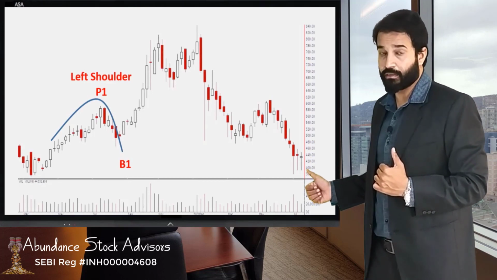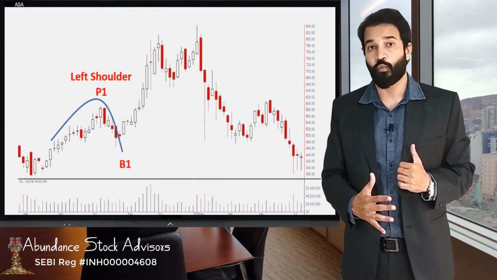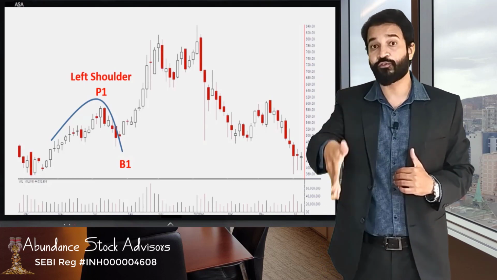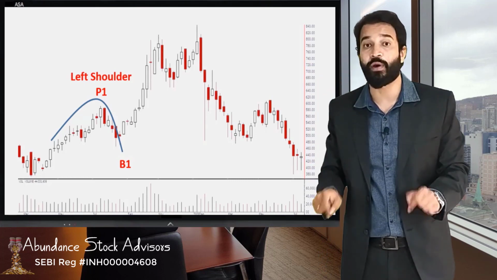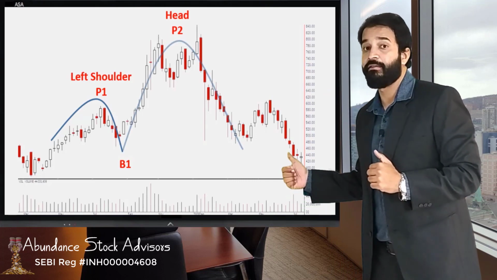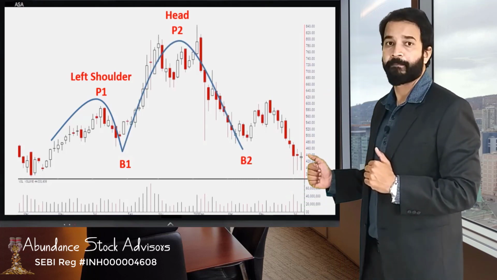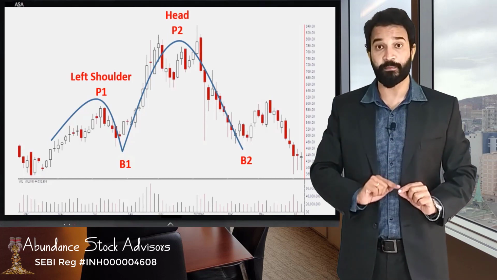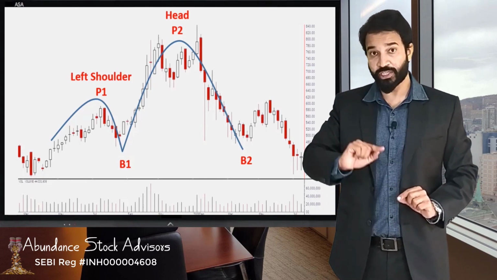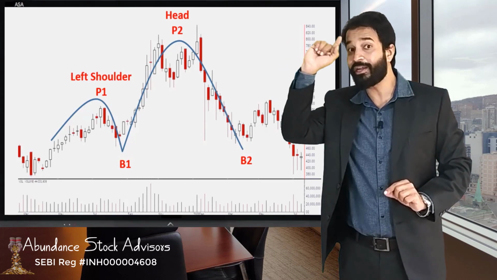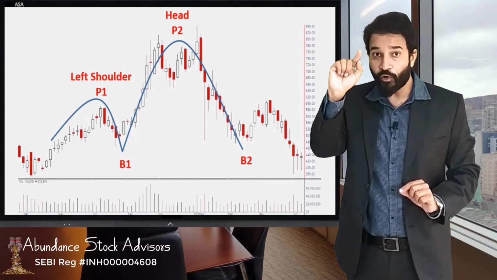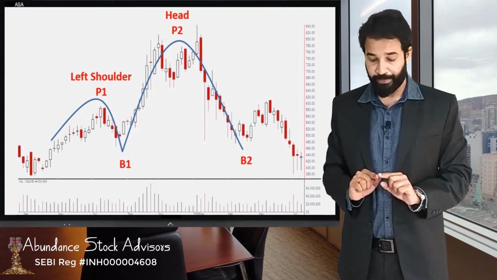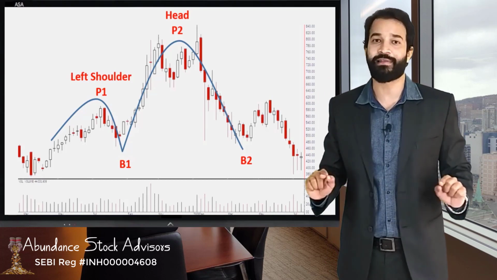This is the left shoulder. This is formed when a stock peaks to a point P1 and then falls from there to reach a point B1. This is the head. This is formed when the stock starts rising from the point B1, crosses the point P1 and makes a new point P2. It then falls from the new peak to create a new low point B2. And B2 is almost at the same level as B1.